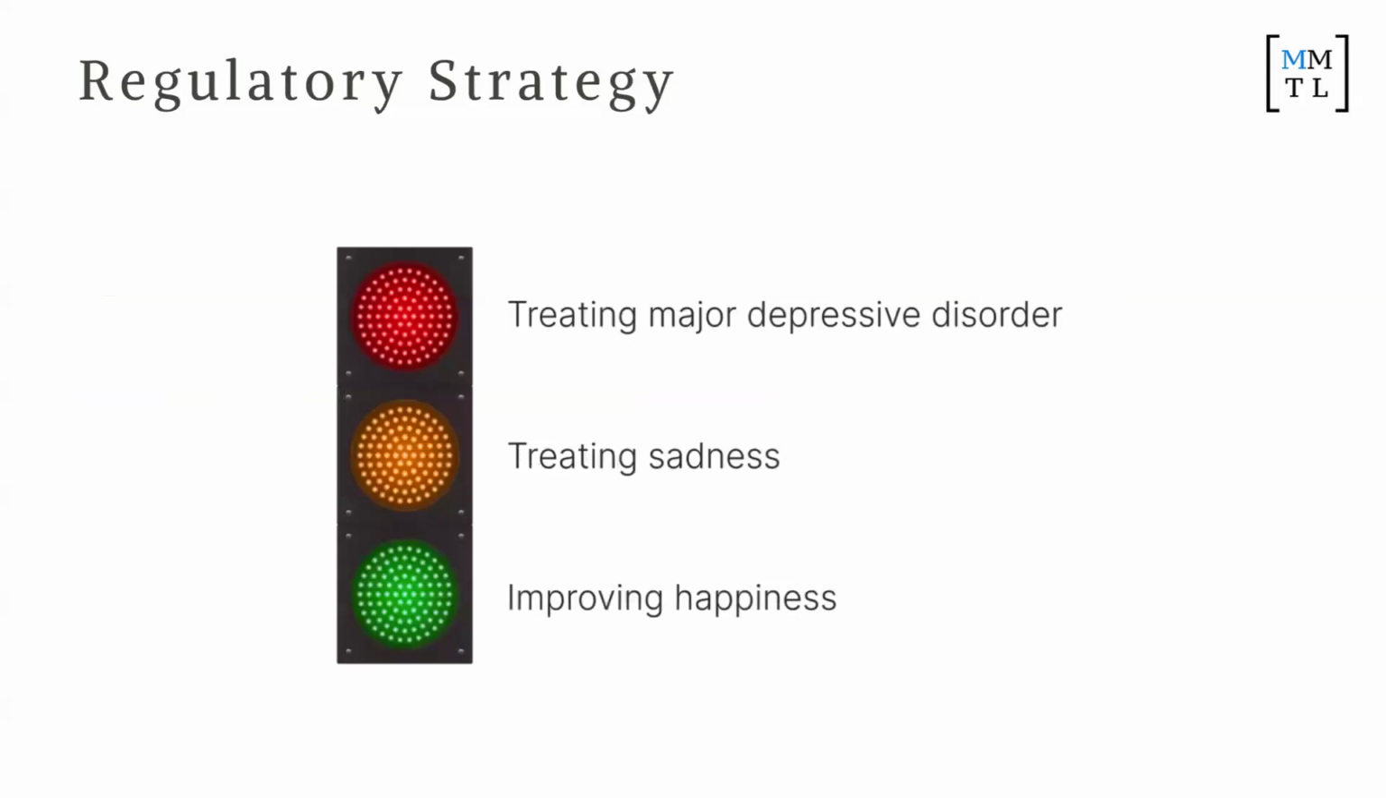All right, so where does the line get drawn? For example, if you create a mental health app that says you're treating major depressive disorder, this is clearly a regulated product, because you're treating a disease. If you say you're improving happiness, then this is not treating a disease, so it's not a regulated product. Does that make sense? And if you say something like treating sadness, then it's a bit of a gray area, because is that a disease? I don't know, right?